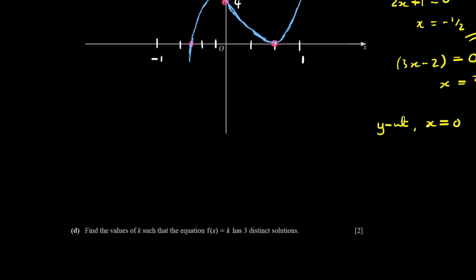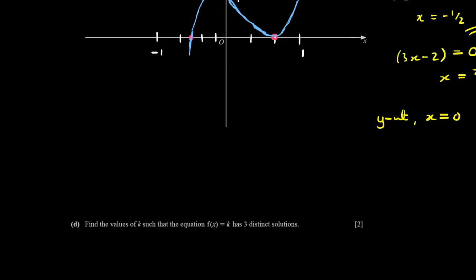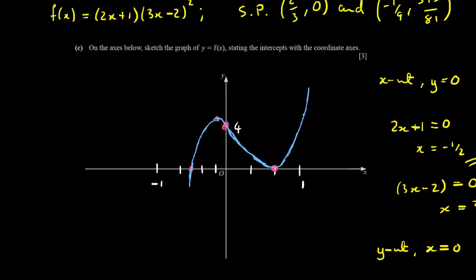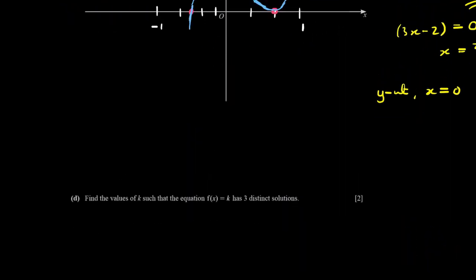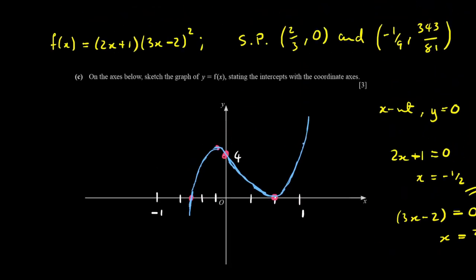All right, then, last part D. I want to find the values of k such that the equation f of x equals k has 3 distinct roots, or 3 distinct solutions. Well, what's the graph of y equals k? y equals k is just a straight line. So the straight line could go through here. Now, if the straight line does go through there, how many roots are there? 1, 2, 3. There are 3 roots.